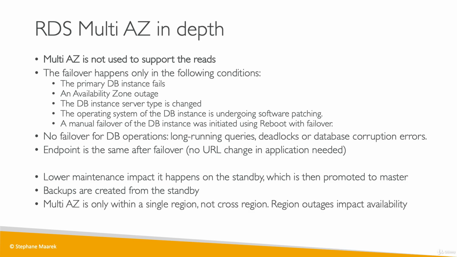Finally, very good to know, multi-AZ is only within a single region, not cross-region. So if an entire region in AWS goes down, then obviously it will impact your availability. So multi-AZ you need to master, and all of this should make sense to you, especially the last three: lower maintenance, backups from the standby. Basically, multi-AZ is used in this case to make sure that the maintenance work does not happen on the main database and does not impact performance. But in no way is it used to improve read performance.